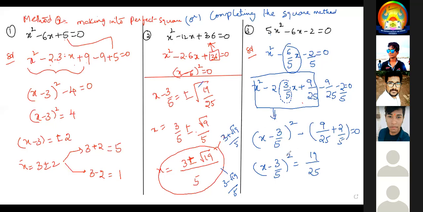Now square rooting on both sides. Square root gets cancelled here, and the square root will come there. X minus 3 by 5 equal to plus or minus root of 19 by 25. So this minus 3 by 5 will go that side and become plus 3 by 5. I took the LCM. Please copy. You copied 3 questions? Yes, sir. Now I'll give, you have to solve.